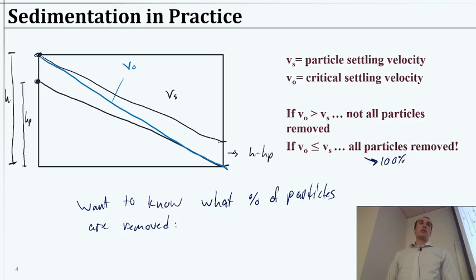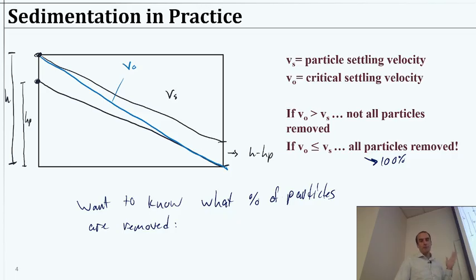Watch out for the trick questions. Don't give me an answer that says 200% of particles are removed, because that's not possible. That's not a physical possibility. You can only get 100% of them, all right? You can't remove them twice. We're not stirring up the water. So look out for that.